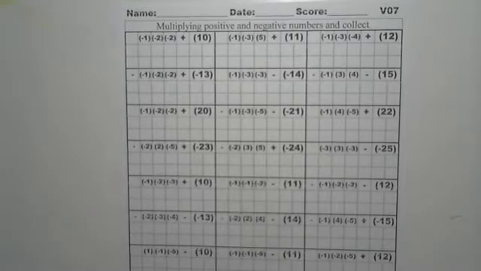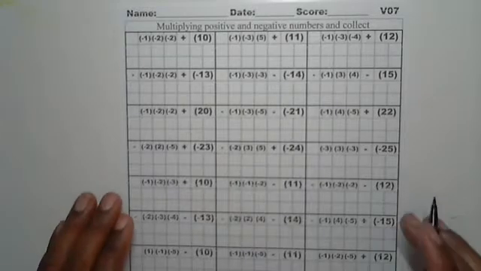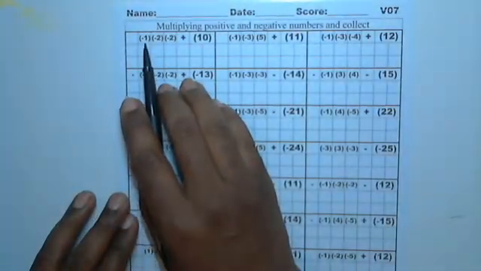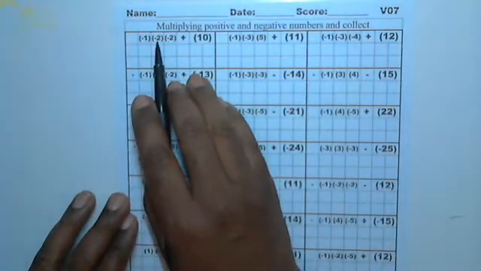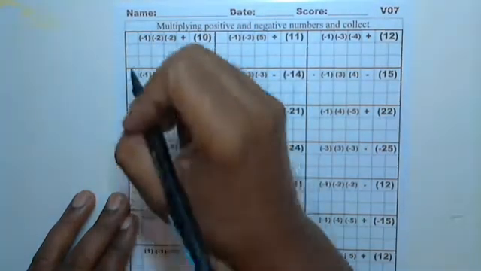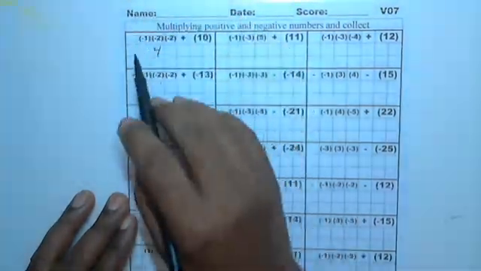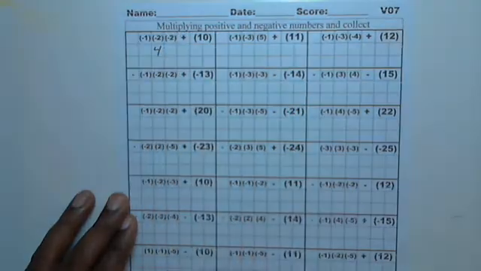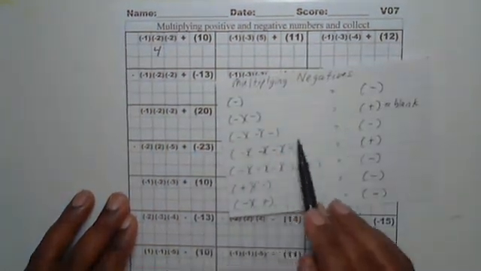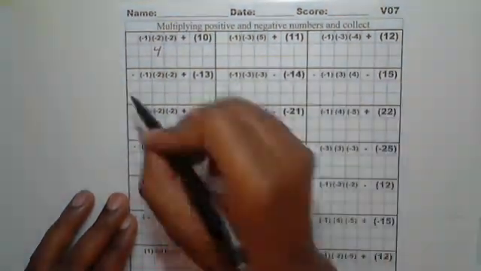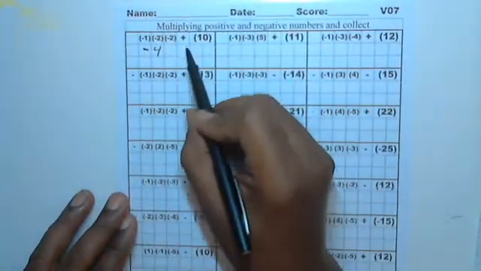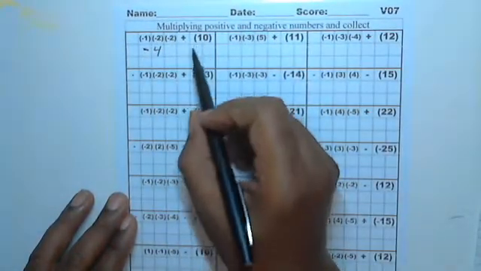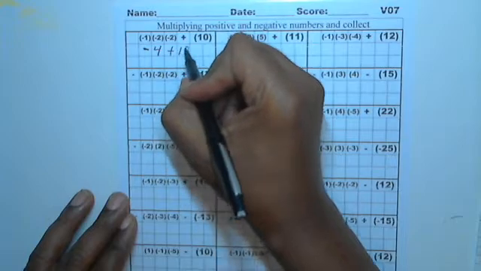Okay, we're going to be multiplying positive and negative numbers and collecting terms. So first, we have multiplication here. 1 times 2 times 2. Well, 1 times 2 is 2, and 2 times 2 is 4. So this becomes 4. And you have 1, 2, 3 negatives. 3 negatives is going to be a negative. So this will be a negative 4. And this is a positive and a 10. So we'll put down positive and a 10.